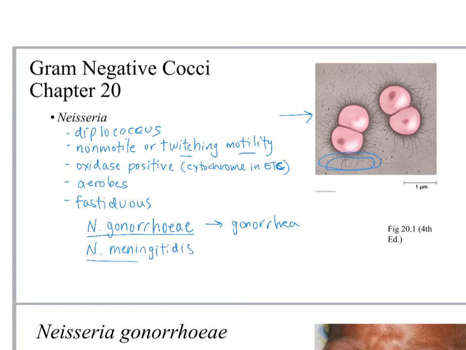Okay, causative agent of meningitis. Of course, there are at least several different organisms that can cause meningitis. We talked about Staph aureus can do that. This is considered meningococcal meningitis, okay, or sometimes we refer to it as meningococcus.